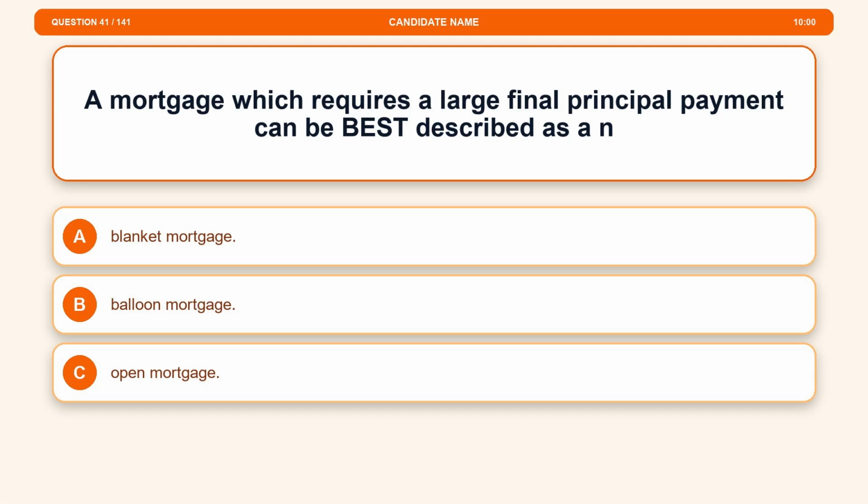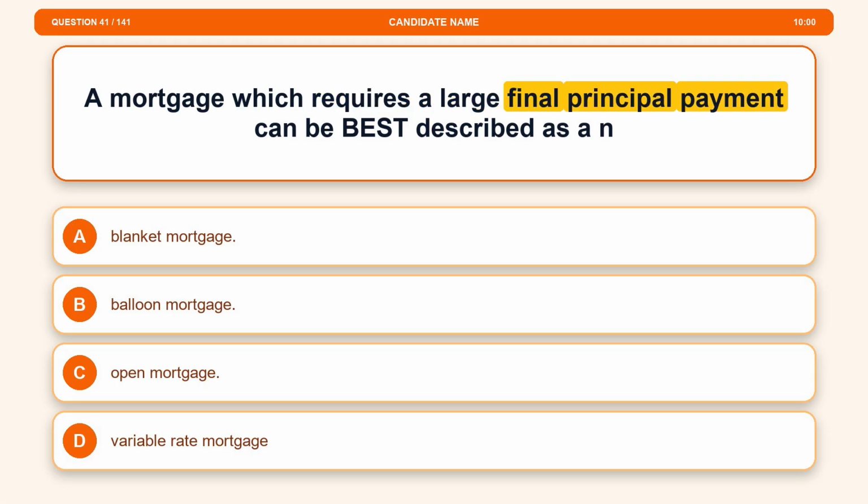Question 41. A mortgage which requires a large final principal payment can be best described as which option? Option A, blanket mortgage. Option B, balloon mortgage. Option C, open mortgage. Option D, variable rate mortgage.